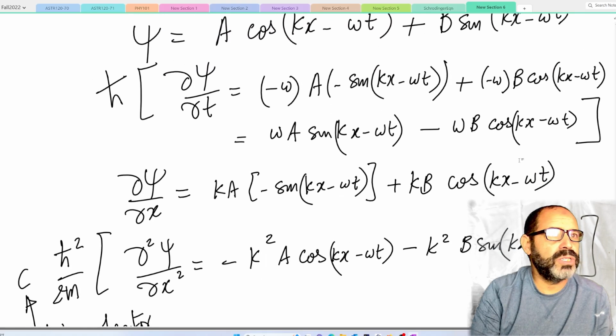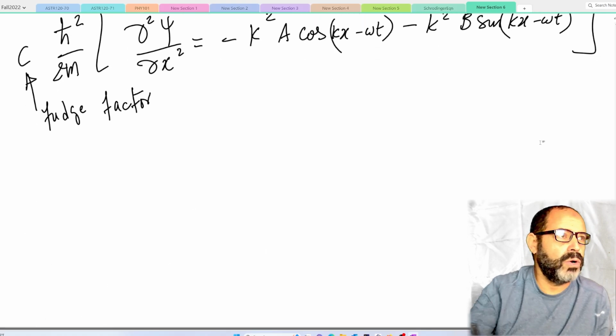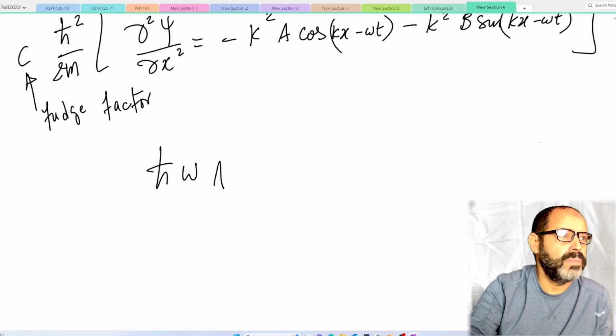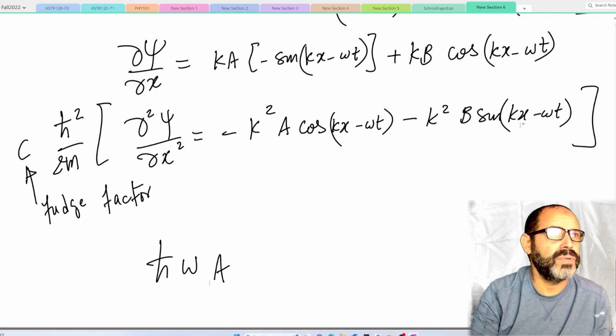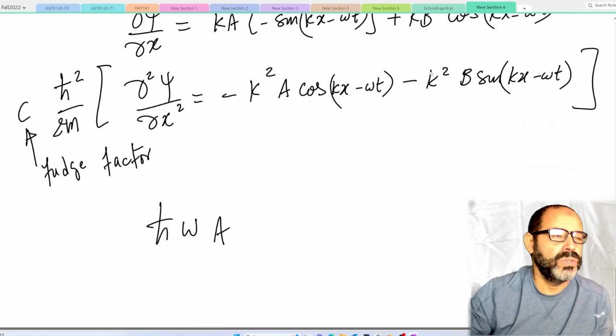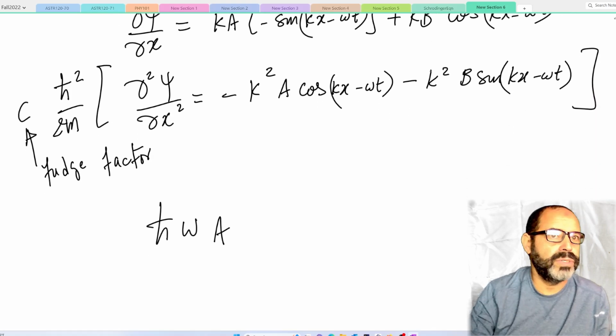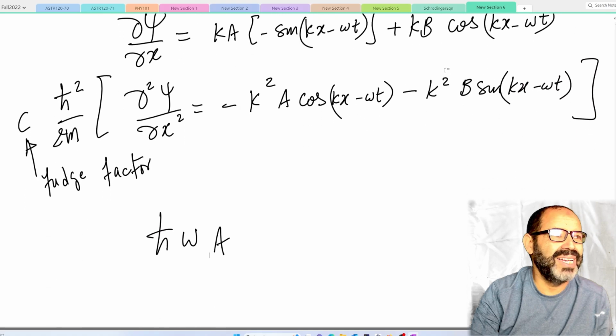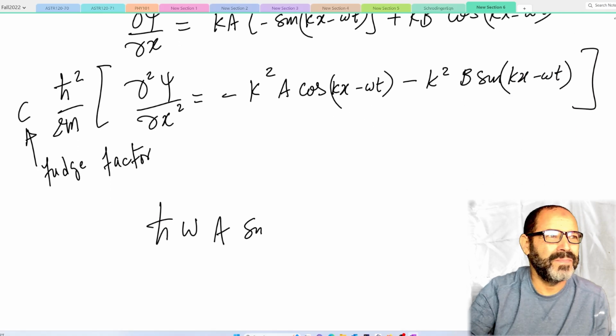So h bar times this expression gives me h bar omega times a. I want to be careful in here with my signs. So it's a sine the first term, and the second term is a cosine with a negative sign. It's a sine of kx minus omega t.